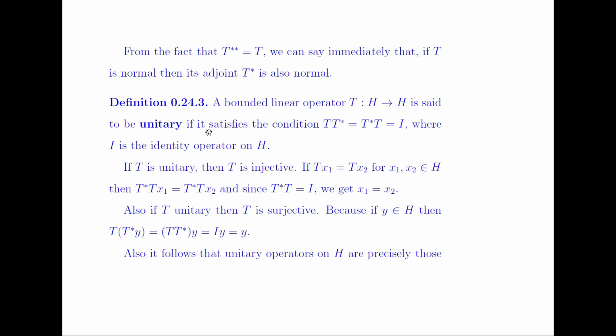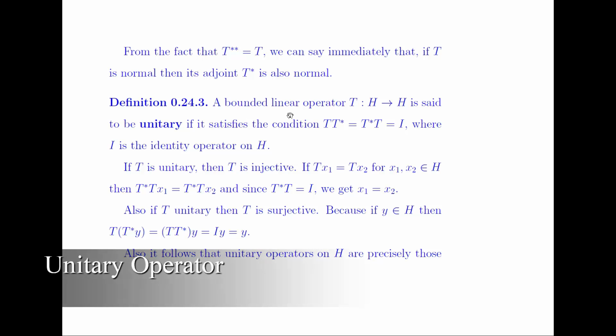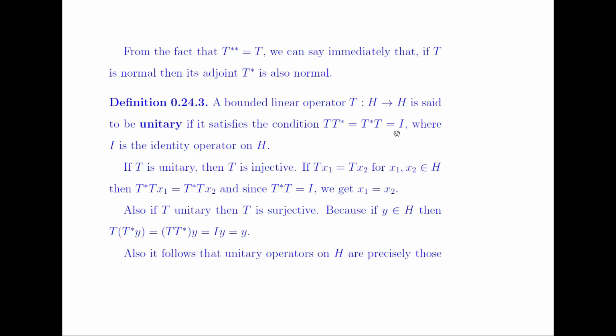Now further we discuss the definition of a unitary operator. A bounded linear operator from H to H is said to be unitary if it satisfies the condition that T into T star is equal to T star into T is equal to I, where I is the identity operator on H. So from this definition, it is very clear that T is injective if T is unitary. And also, if T is unitary, then T is surjective. It means that T is a bijective mapping.